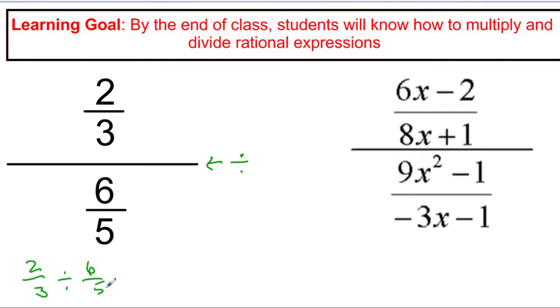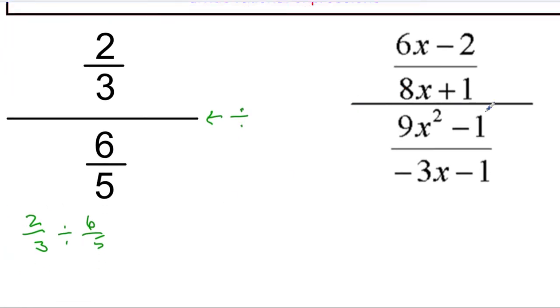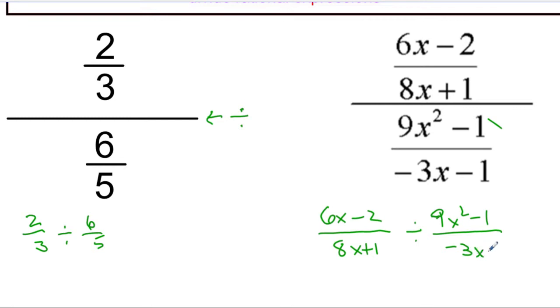So I'm not going to go through and do this one, but I can take the reciprocal of 6/5, cross cancel, and I can complete my problem. But the big idea here is that this division symbol really just means the same thing as the fraction bar. They're interchangeable ideas. So for this second example, we will do it. I'm going to rewrite this as 6x minus 2 over 8x plus 1. That was the numerator. And I'm dividing this by the denominator, which is 9x squared minus 1 over negative 3x minus 1.